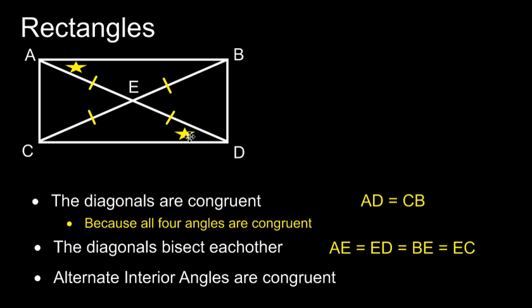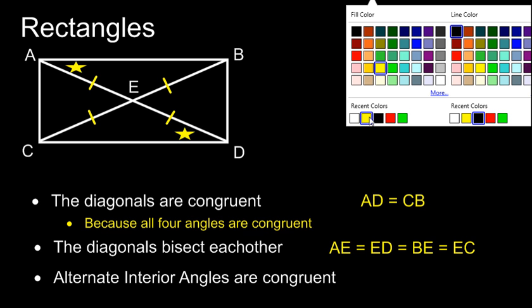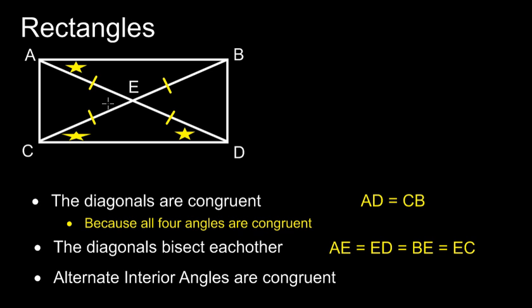So if this is a star, guess what? We've got another star over here because it's an isosceles triangle. And if this is an isosceles triangle, then this star means we're going to have another one here. So those four angles are congruent.